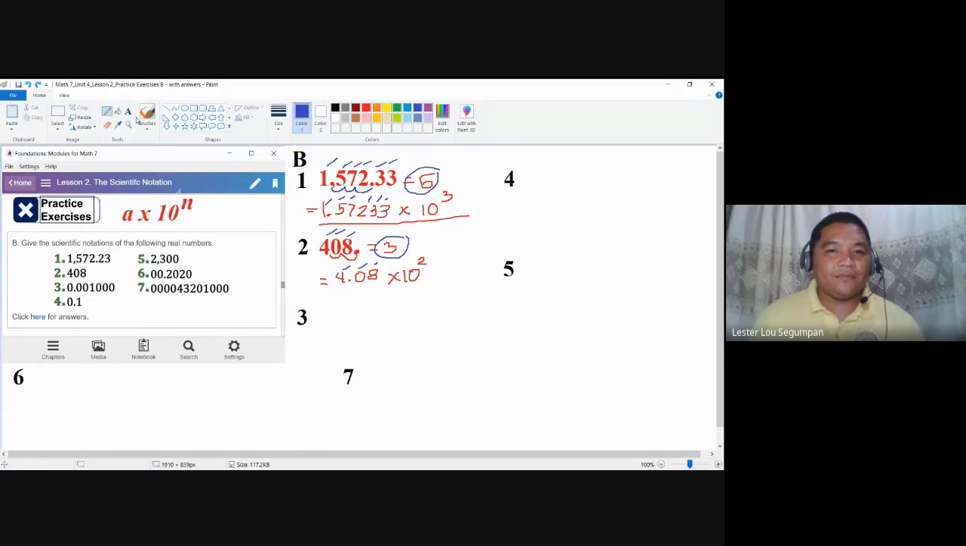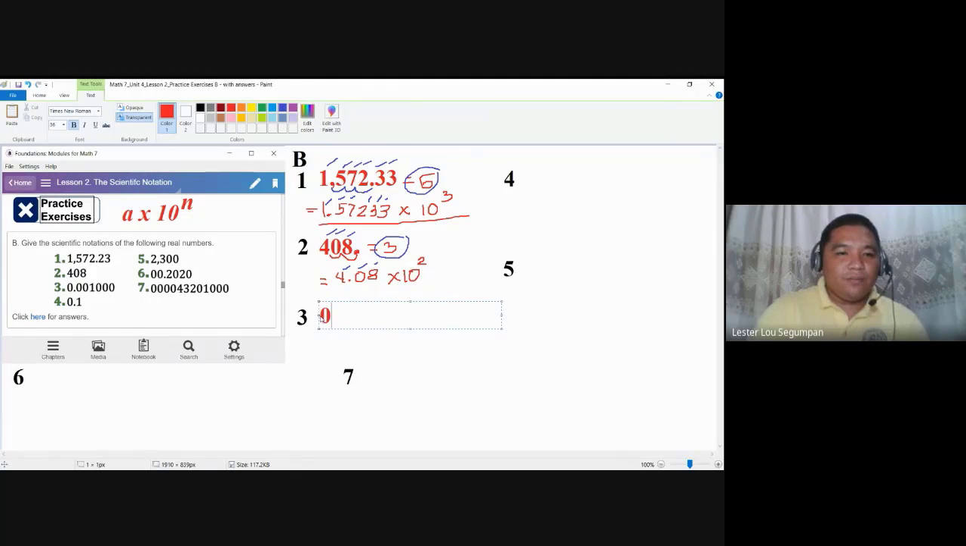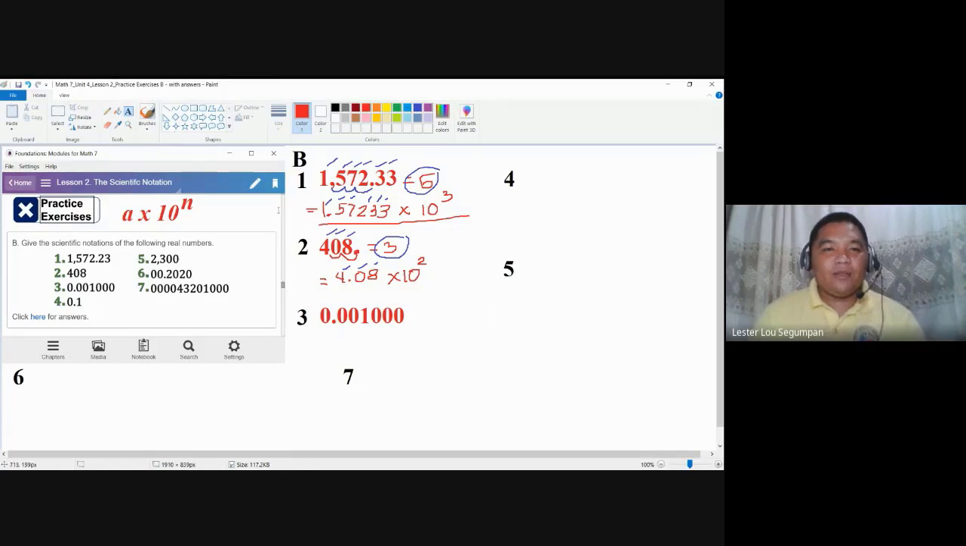Number three. So you have number three, you have 0.001000. So we are now going to determine first the significant figures. Okay, we have one significant figure. The leading zeros will not be counted, but the trailing zeros, because we have a decimal point here, will also be counted. In short, we have four significant figures here.